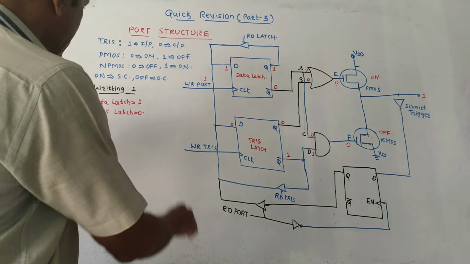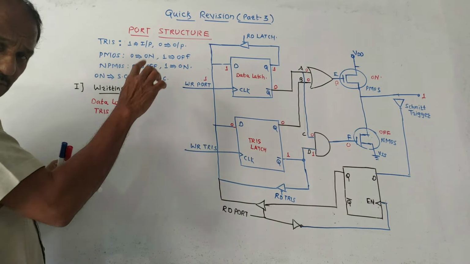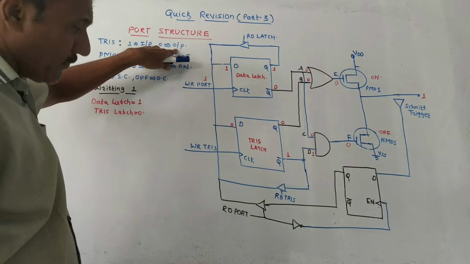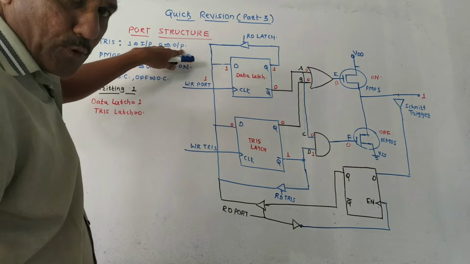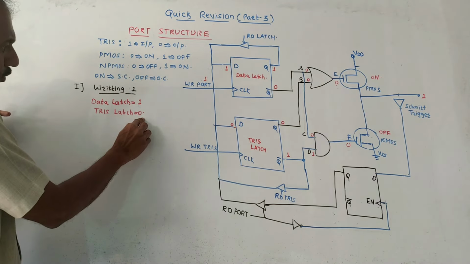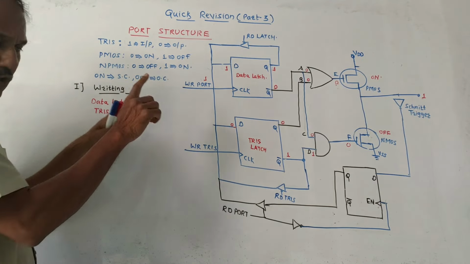Now second condition, suppose we want to write 1. Again we have to write the values. That means TRIS bit should be 0 because it is acting as an output port. This port will be acting as an output port. So TRIS will be 0, TRIS latch is 0 and data latch is 1 because we want to write 1.